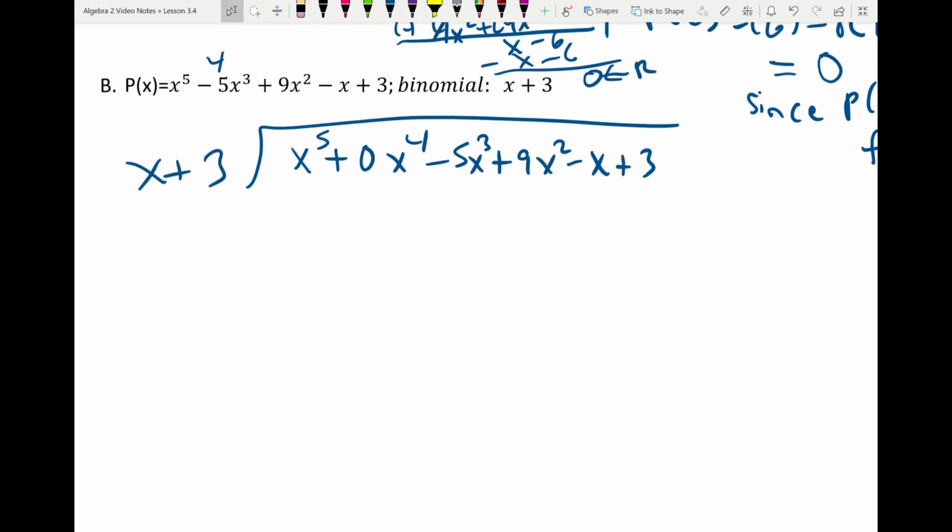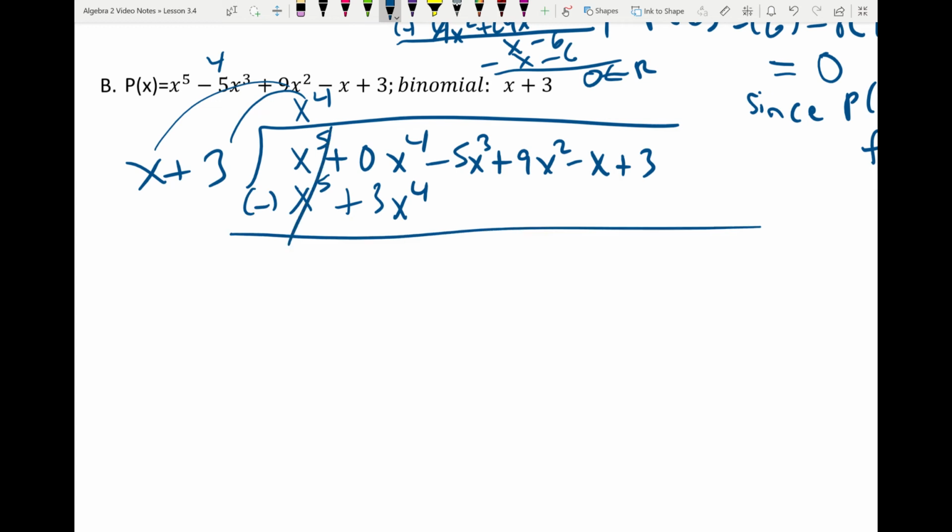So now x goes into x to the 5th, x to the 4th times. So x to the 4th times x is x to the 5th. X to the 4th times 3 is 3x to the 4th. Subtract. So x to the 5th minus x to the 5th is 0. 0 minus 3 is minus 3, and then x to the 4th. Bring down the minus 5.